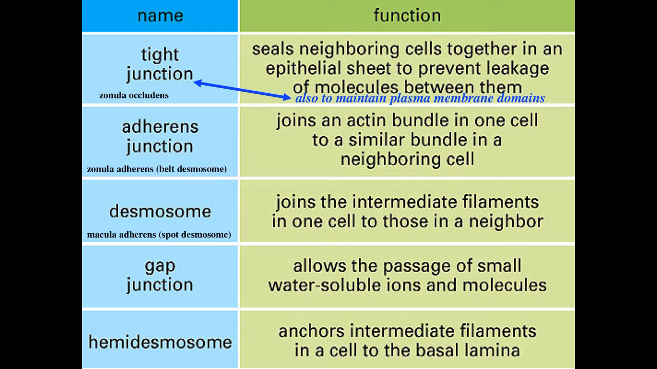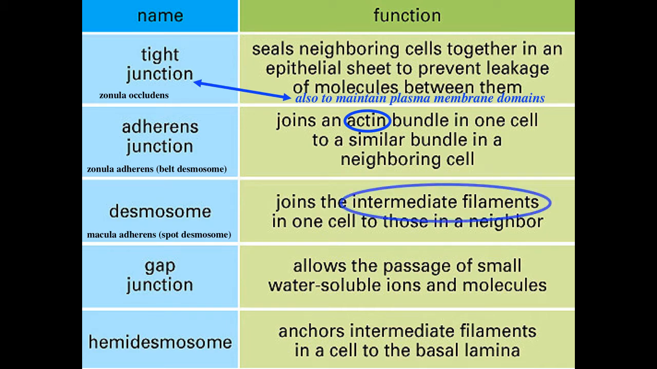The adherens junctions join an actin bundle in one cell to a similar bundle in a neighboring cell. So these junctions are actually binding the actin cytoskeletons from one cell together to the actin cytoskeleton in another cell. So these junctions provide very strong structural integrity between cells. The adhering junctions, zonula adherens, are also known as belt desmosomes. On the other hand, the macula adherens or spot desmosome joins intermediate filaments in one cell to those in a neighboring cell.